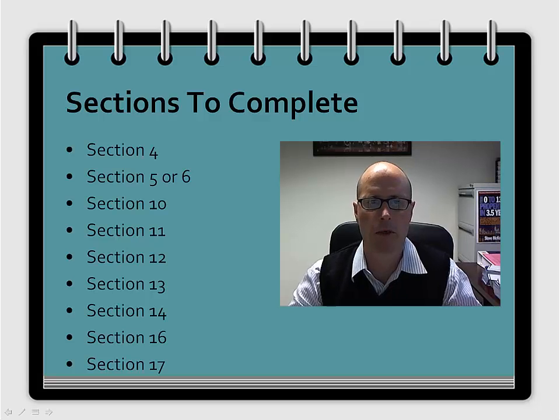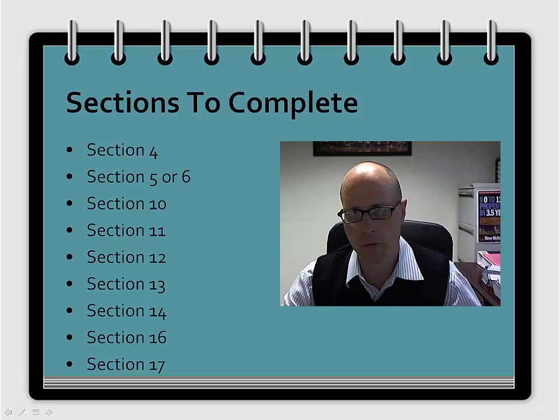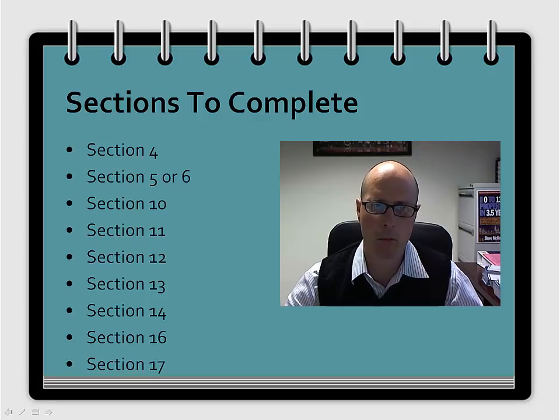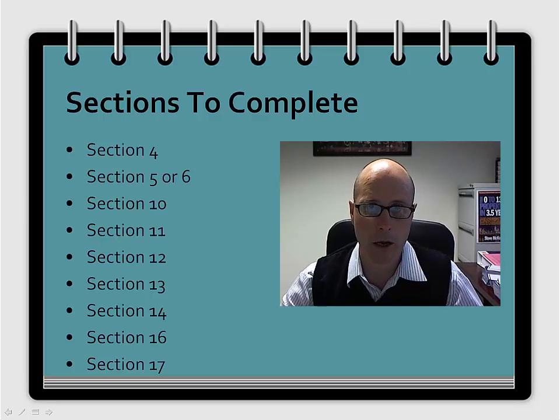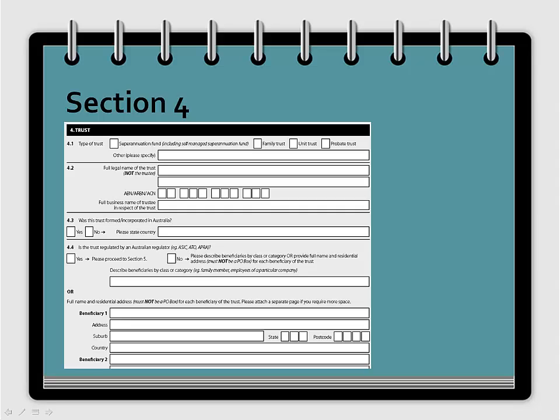Sections to complete. The sections you need to complete as a trust applicant, and I encourage you to pull out the form so that you can circle these sections, are Section 4, Section 5 or Section 6, depending on whether you are an individual trustee or you have a corporate trustee or a company acting as trustee, Section 10, 11, 12, 13, 14, 16 and 17. And once again, I'd encourage you to probably pause the recording here, go and get your application form, put a circle around these sections so you know which ones to fill out. Let's get started one by one.